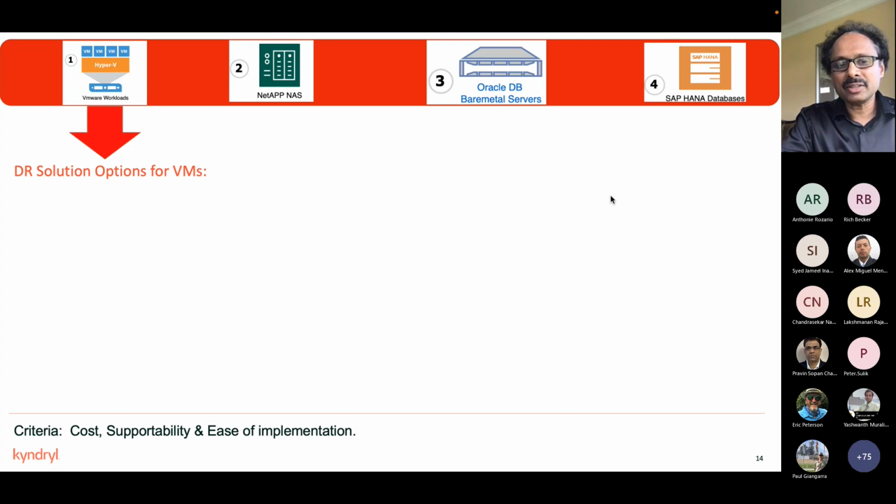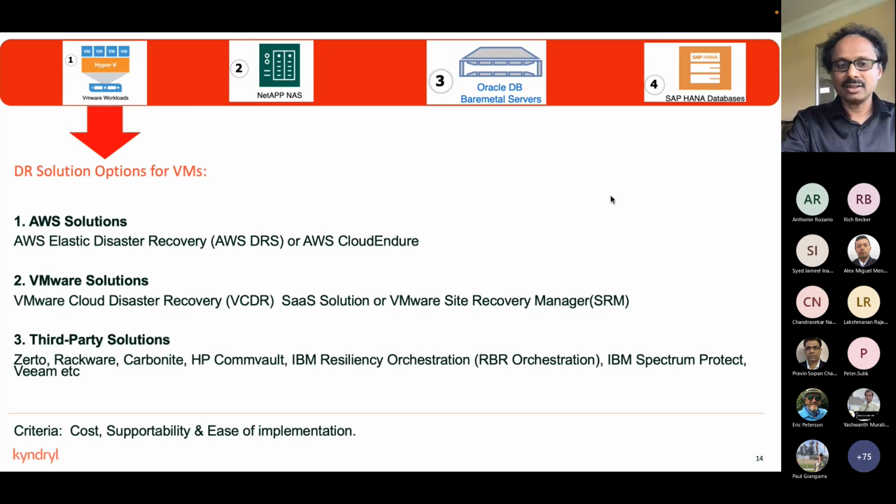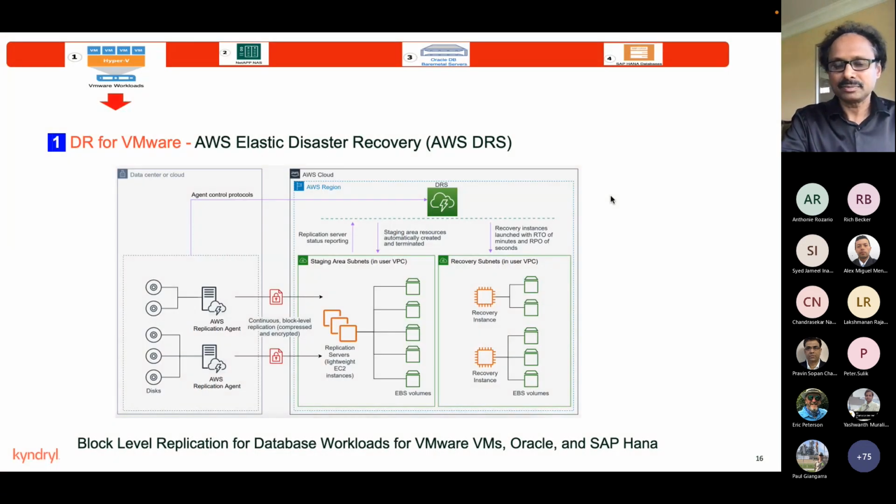For example, if it is a VMware workload, based on the cost, supportability, and ease of implementation, the customer can choose either an AWS solution or a VMware solution. VMware has VCDR and SRM. Those are the two solutions for VMware. Let me know if you are utilizing any of these solutions for your DR. Like, for example, Veeam. Veeam is very popular. So if you have a VMware workload and need a DR, there are a lot of tool options and service options available. So let me go through a couple of solutions specific to AWS DR.